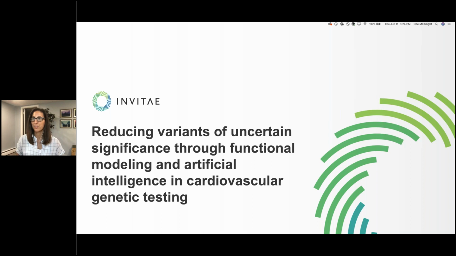Well, thank you. Dr. Roden definitely did a lot of my heavy lifting, so I might be able to fly through some of my slides here. So today I'm going to discuss how we at Invitae are reducing variants of uncertain significance through functional modeling, and how this impacts genetic testing for cardiovascular disease.